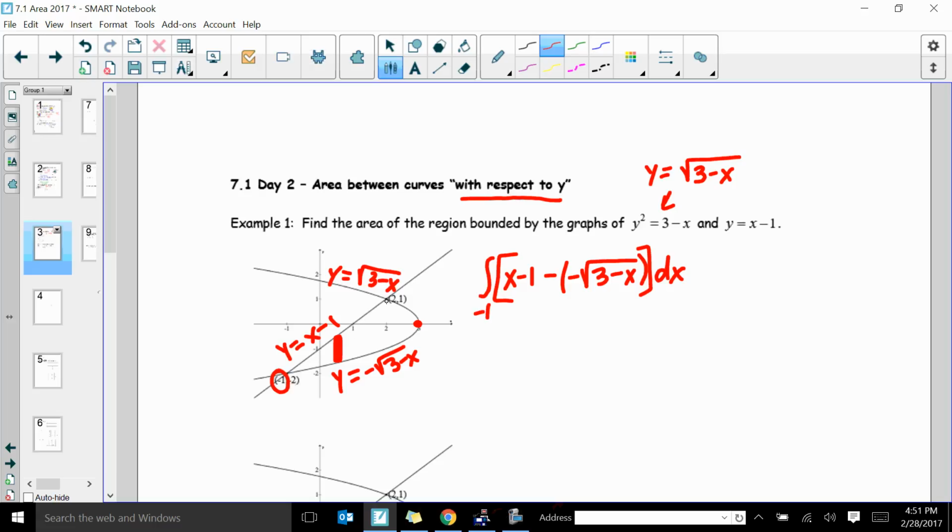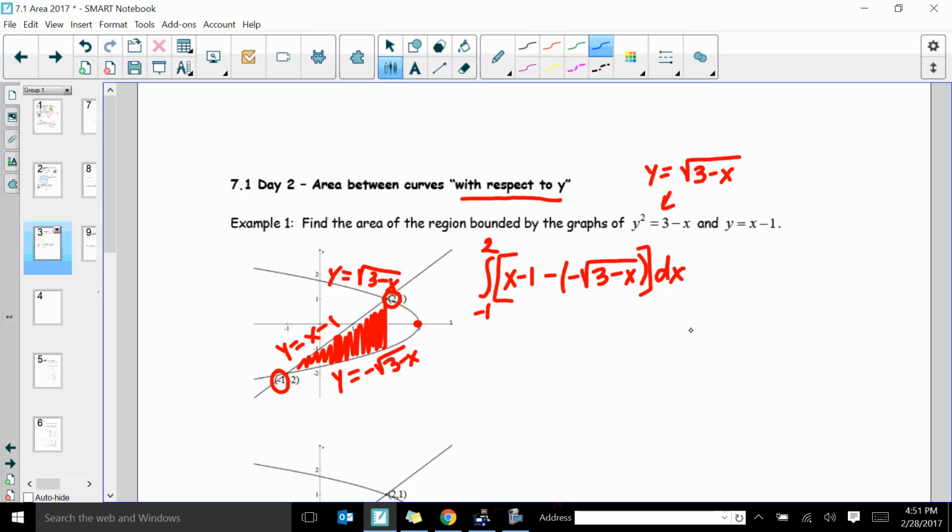Now, this line stops being the top curve right here. Once you get past that, the line is no longer the top curve. So you actually have to stop at x equals 2. And that doesn't give you all the area. It only gives you this much of the area.